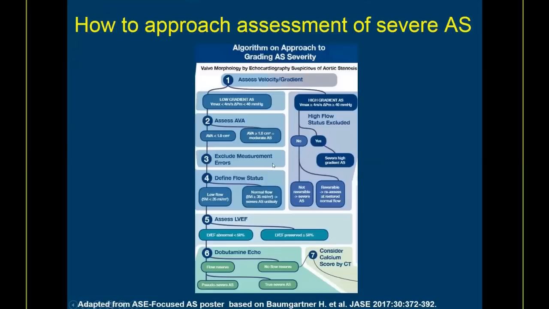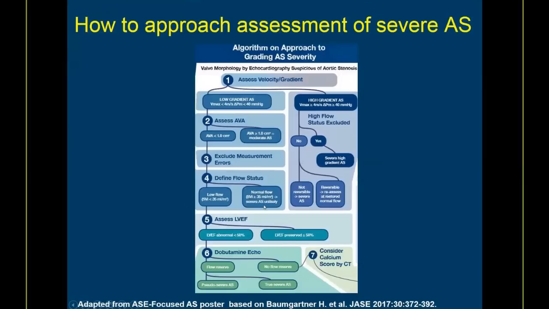Make sure your LVOT diameter is in a good place, you've got the edges correct, and your V1 is also nice and crisp. And if your AVA is indeed less than 1.0, at that point you want to define or measure the flow status.